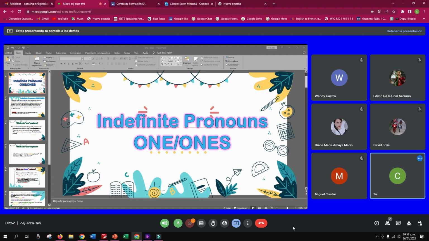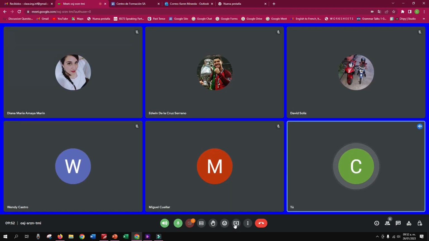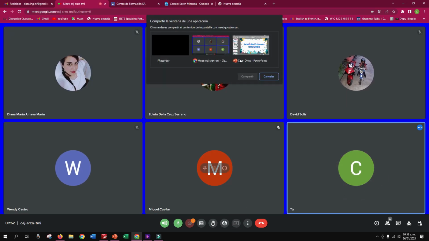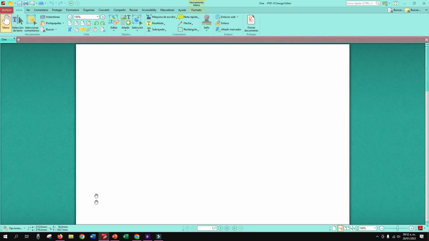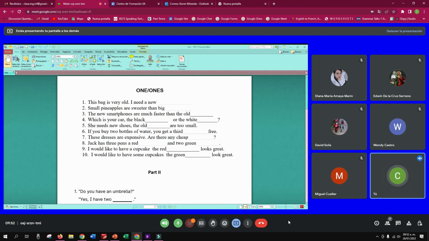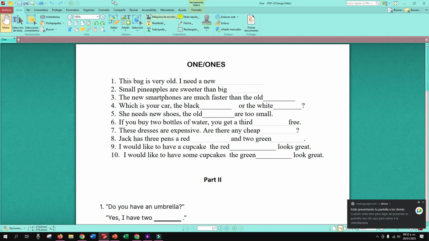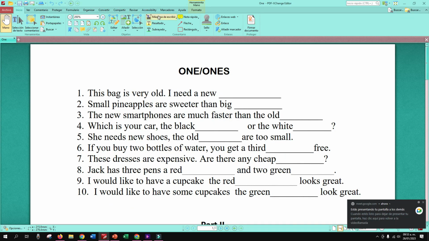So the indefinite pronouns are very easy, guys. This is a very easy topic. So we're going to do an exercise. This is an easy exercise, right? And I want you to work on it, right? So let me do this. There you have one and ones. You need to use the correct indefinite pronoun, one or ones. For example, if we need to do the first one, let's do it together, right? There you have. This bag is very cool.